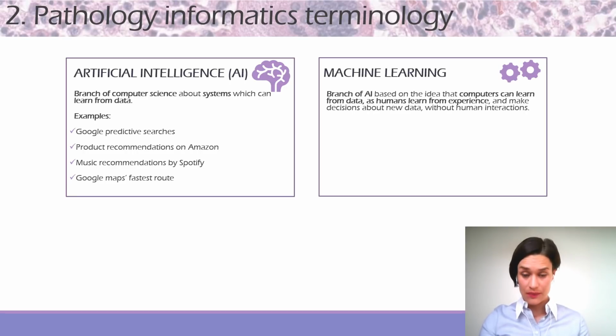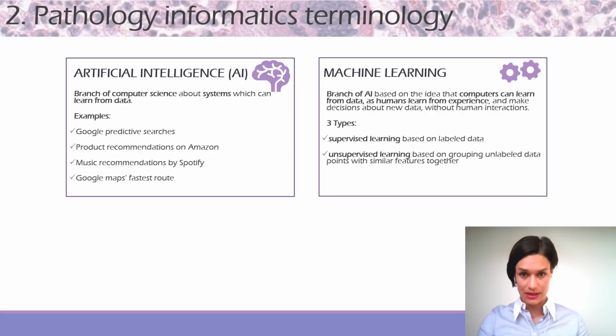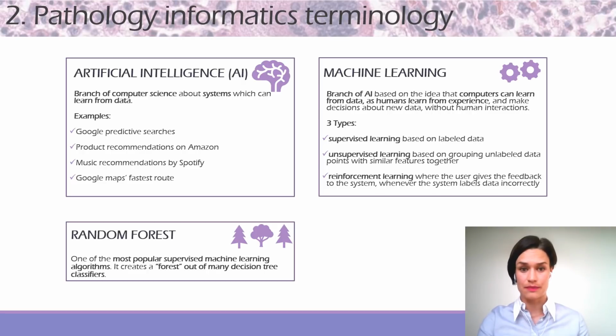What is machine learning? This is a branch of AI that is based on the idea that computers can learn from data as humans learn from experience, and then they can make decisions about data without human interactions. We have 3 types of machine learning: supervised learning based on labeled data, unsupervised learning based on grouping unlabeled data points with similar features together, and reinforcement learning, where the user of the algorithm or the model gives the model feedback on what was labeled incorrectly.